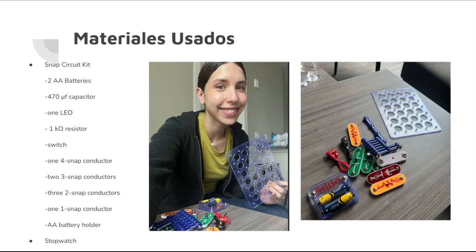So here we have some of the materials that we used. Well, all of them. We're just missing the stopwatch here, but that was on my computer, so I couldn't take a picture of that. We have the snap circuit kit over here, which included two AA batteries, one 470 microfarad capacitor, one LED light, one K resistor, one switch, one 4 snap conductor, two 3 snap conductors, three 2 snap conductors, one 1 snap conductor, a AA battery holder, and a stopwatch, which I mentioned was a part of my computer.